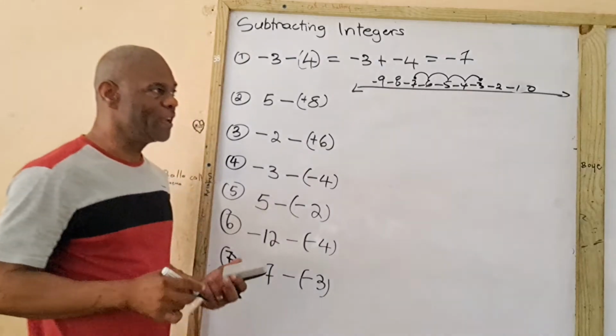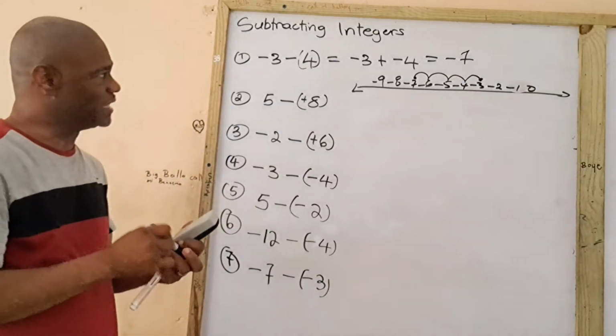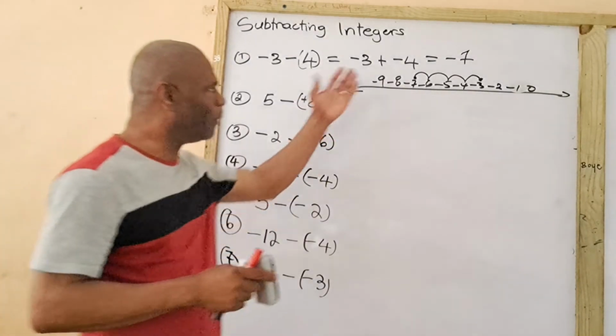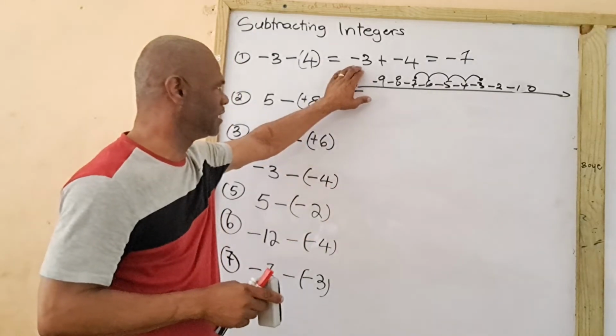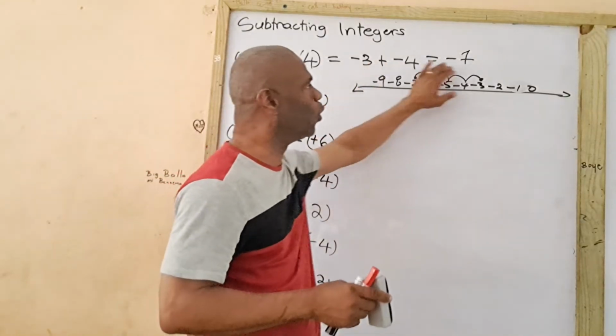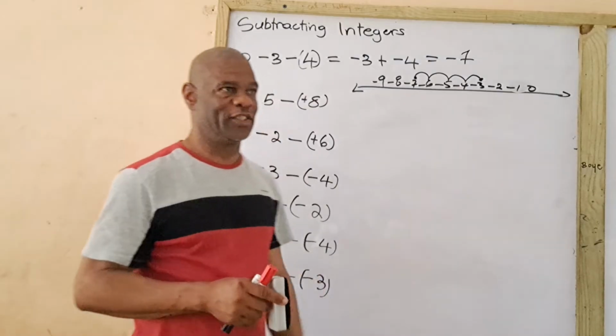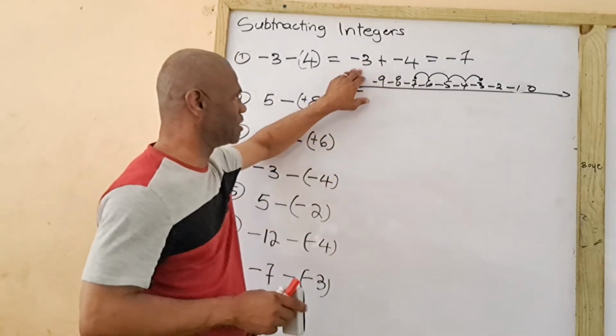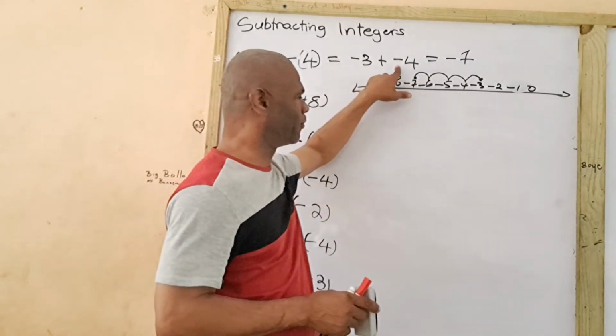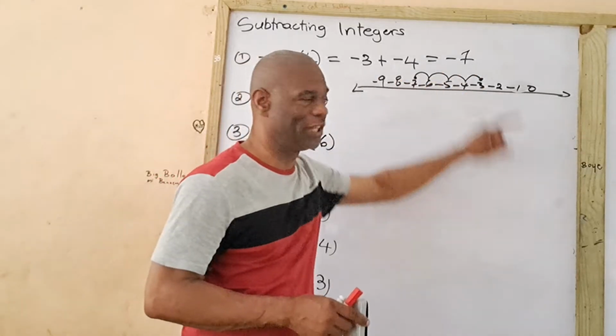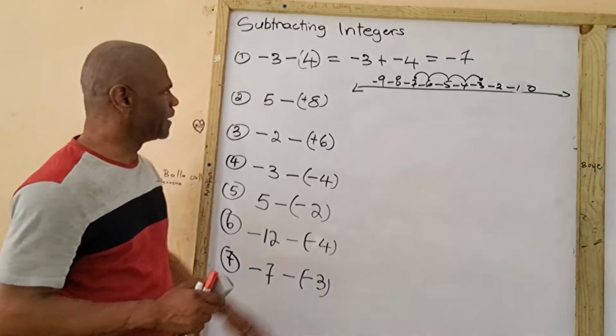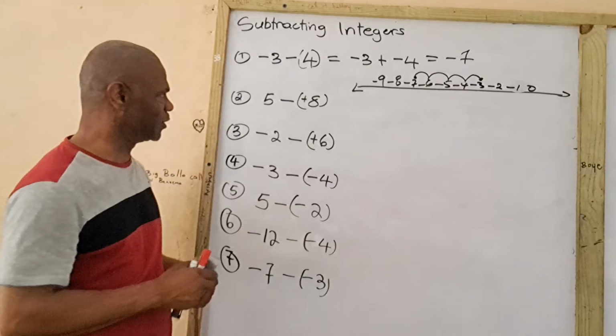Now, sometimes we look at it as money owed. So you owe $3, you borrow $4 more, you now owe $7. You owe somebody $3, you borrow $4 more from them, you now owe them $7. Okay? Now, let's go to the next one.